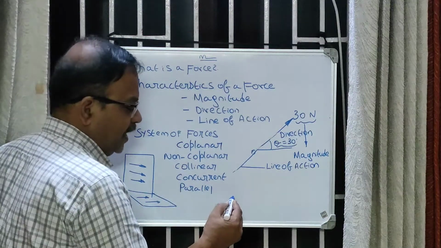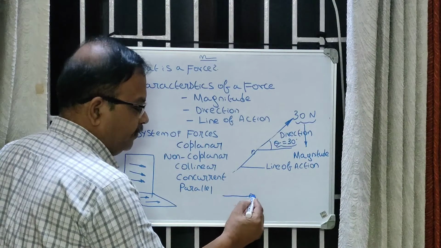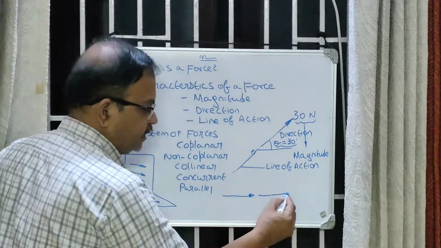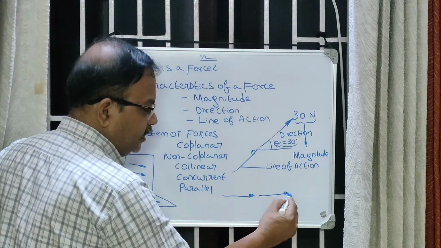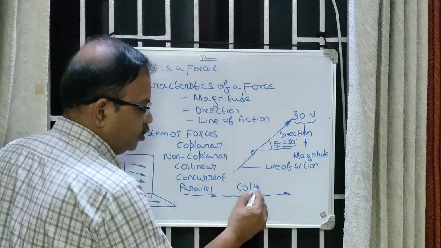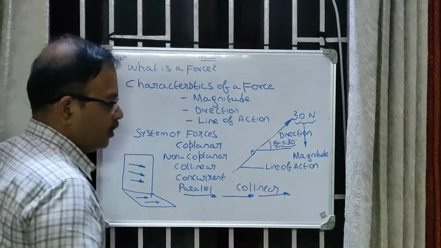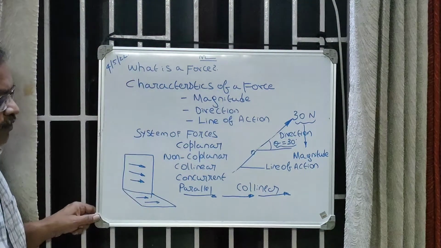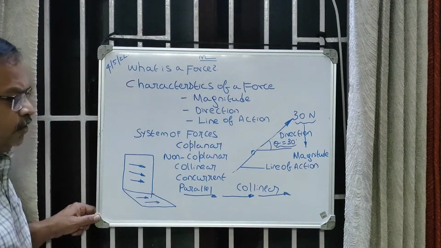Then collinear forces. When all the forces are acting along the same line, then they are called as collinear forces. So here you can see that these forces are acting on the same line. So this is called as collinear forces. So we have seen coplanar, non-coplanar and collinear.